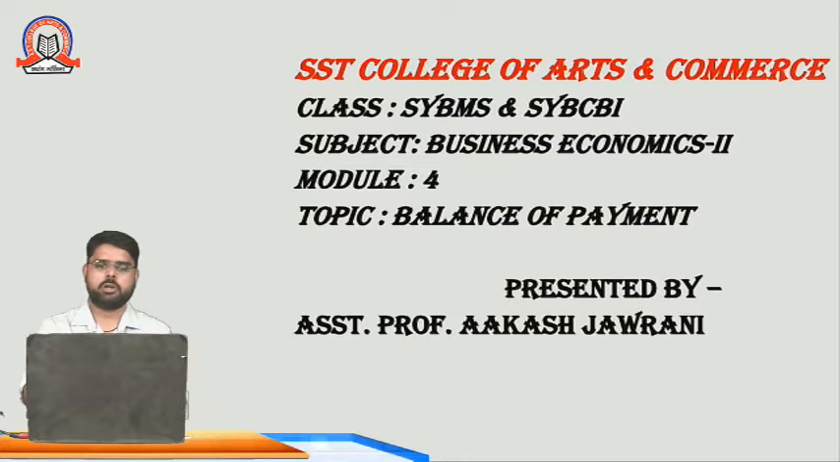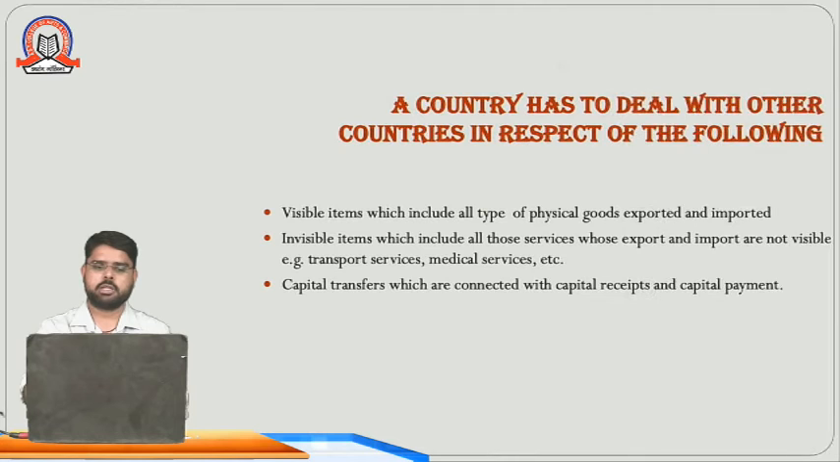So before starting what is balance of payment, let us see what a country has to deal with other countries in respect of the following. A country deals in visible items and invisible items. First of all, what is the meaning of visible items? Visible items are items that we can see and touch. For example, electronic goods, which we can touch. Those are physical goods.